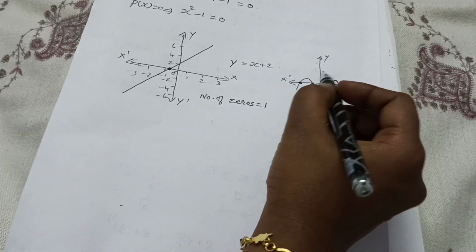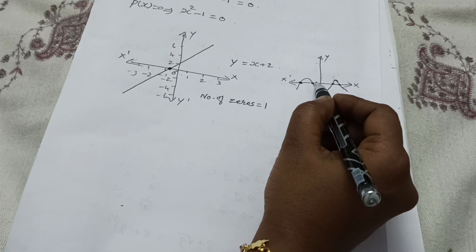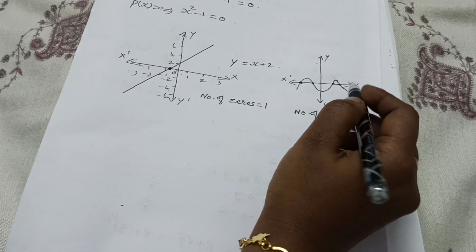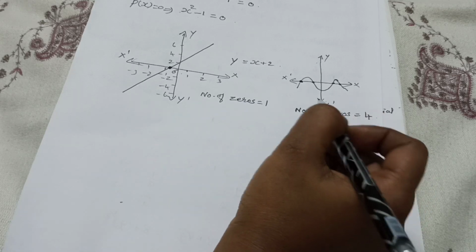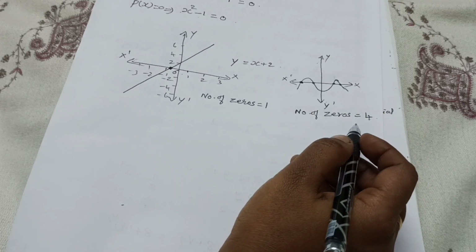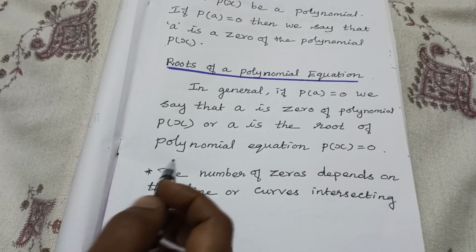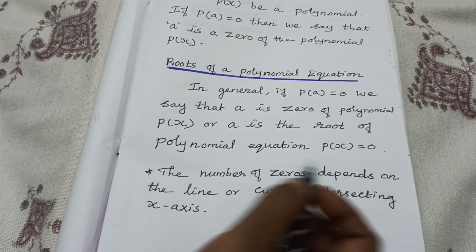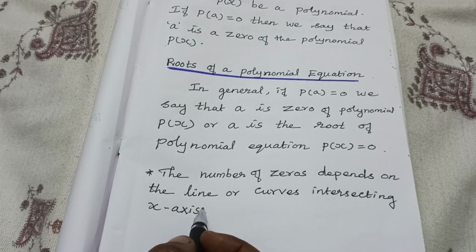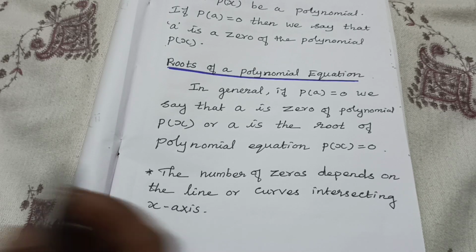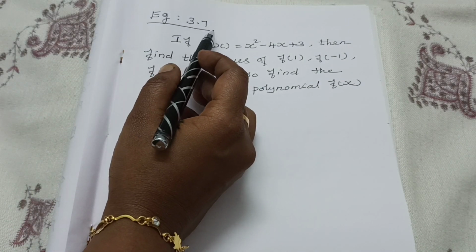Have you understood? This curve cuts the x-axis at how many points? 4 points. Those 4 points are called the number of zeros of this graph. So what is given here? The number of zeros depends on the line or curve intersecting the x-axis. Very clear? Now let's see example 3.7.